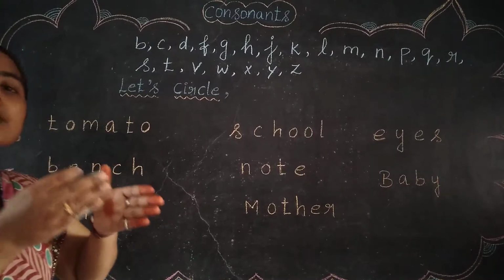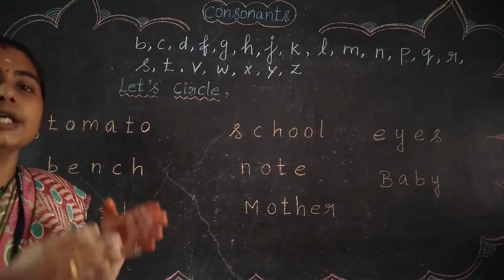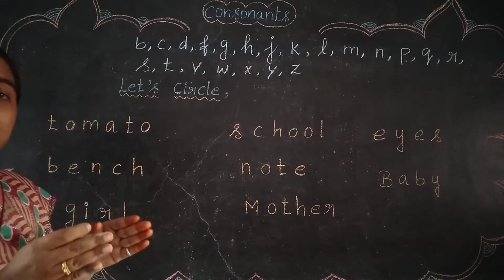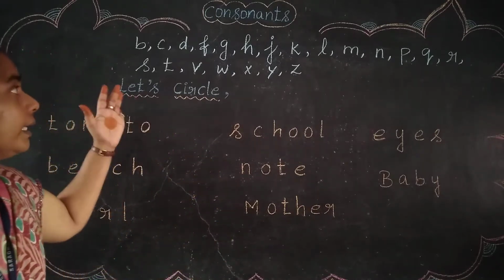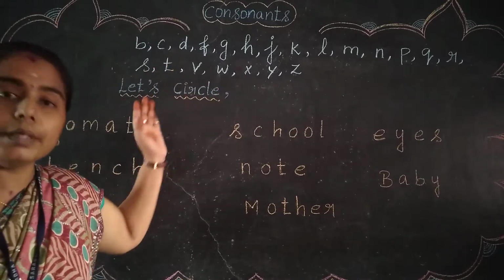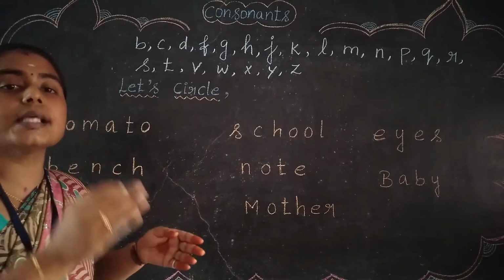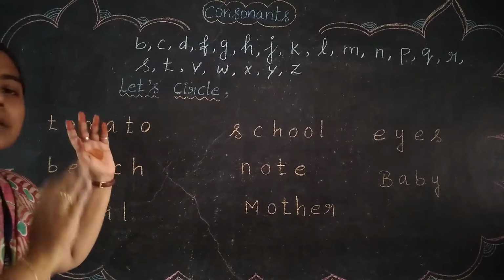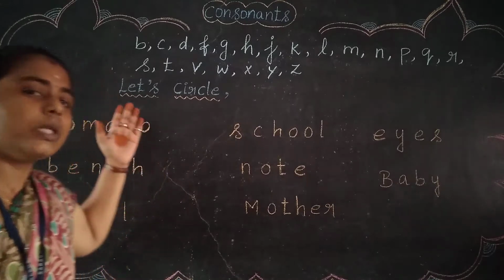If a word begins with a vowel letter, you should use an before the word. But if the word begins with a consonant letter, you should apply the article a before the word. So that is the difference between vowels and consonants. Yes, so let's do this.